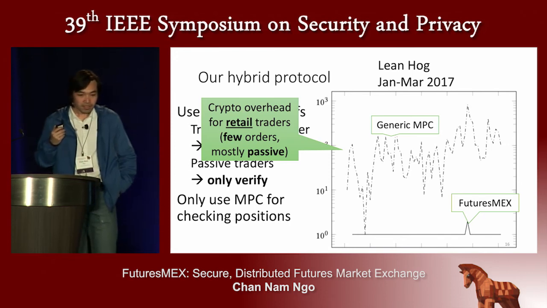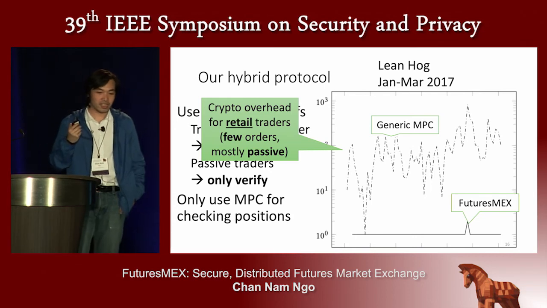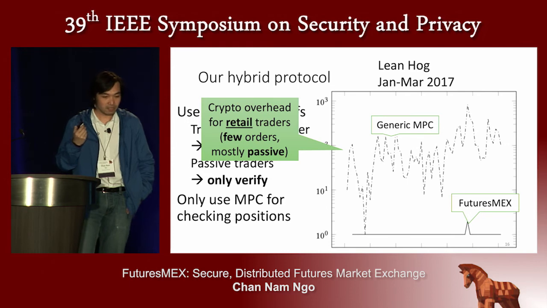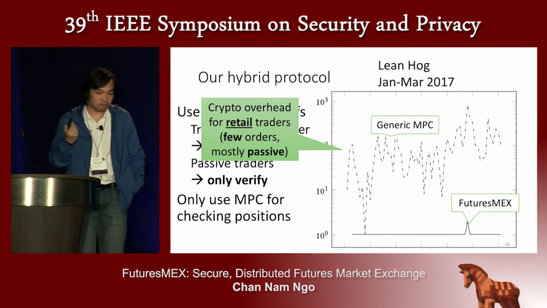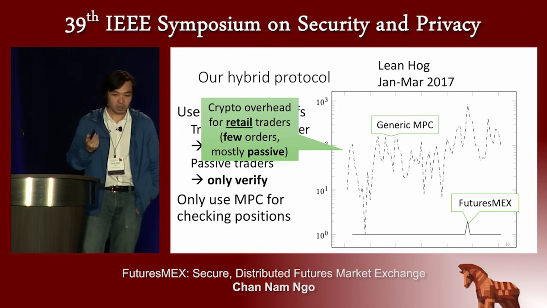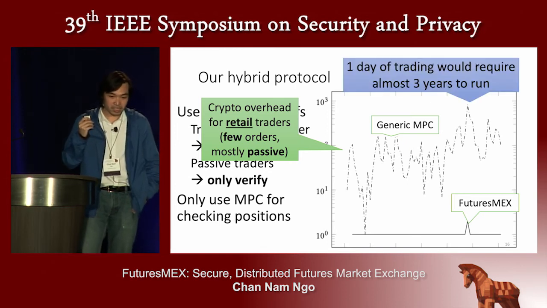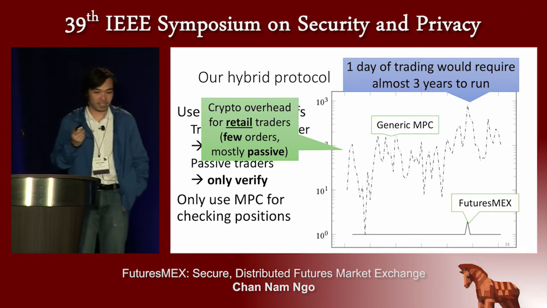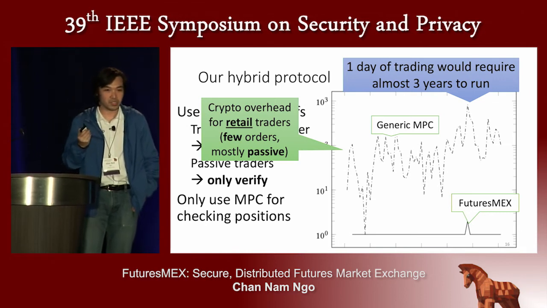As we can see here, the generic MPC implementation requires an overhead orders of magnitude higher compared to our hybrid solution. If we look at the peak here, it means that one day of trading in the market would require almost 3 years to run.